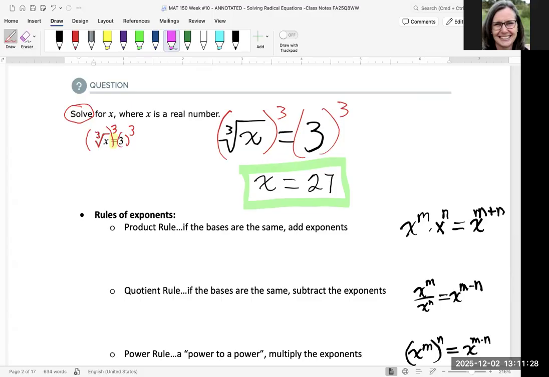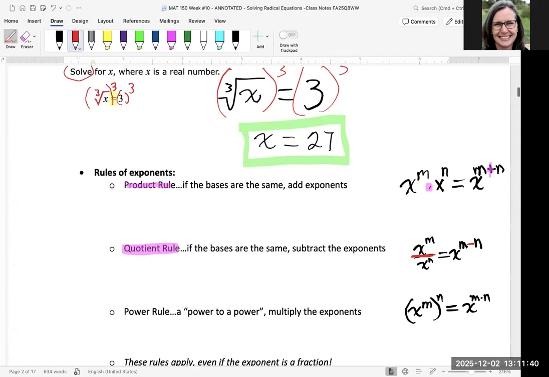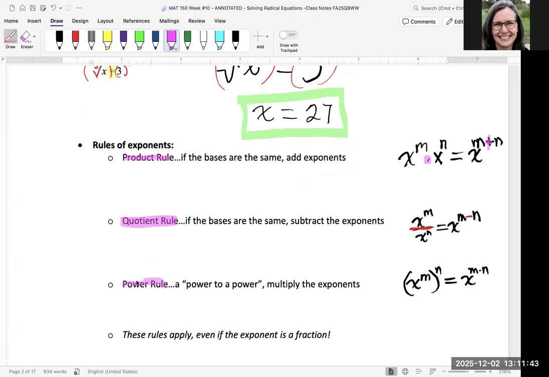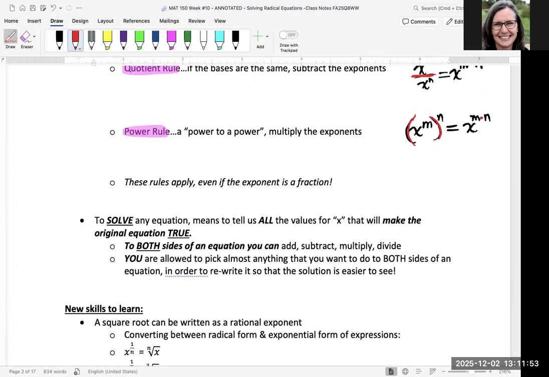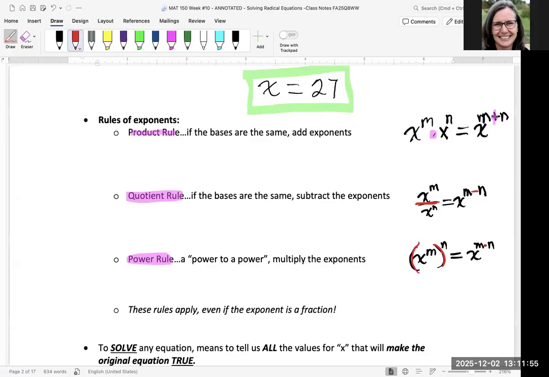Product rule. If you're multiplying and the bases are the same, then you add the exponents. Quotient rule. If you're dividing and the bases are the same, then you subtract the exponents. Your power rule is when you have an exponent raised to an exponent, that is when you multiply your exponents. Those are the same thing. The only difference now is these m and n will be fractions.